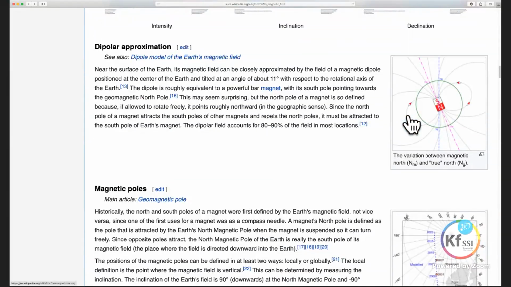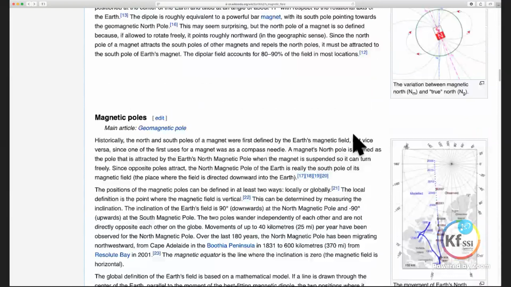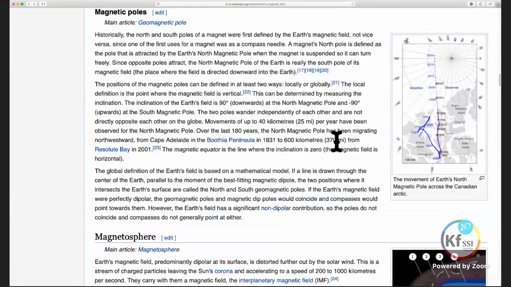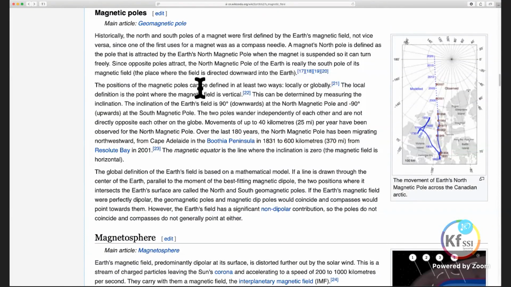I think that the two are opposite. I mean, if we hold two magnets, south and north. I think it mentions it here. It says, historically, the north and south poles of a magnet were first defined by the Earth's magnetic field, not vice versa, since one of the first uses for a magnet was as a compass needle. So a magnet's north pole is defined as the pole that is attracted to the Earth's north magnetic pole.